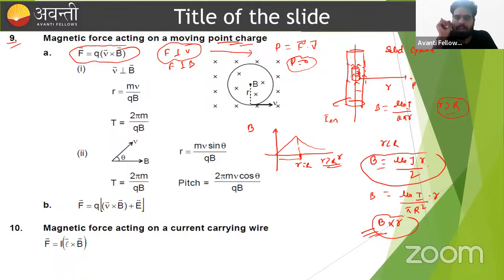This type of one-liner question is always asked: sir, what is the power, what is the work done due to a charged particle in a magnetic field?